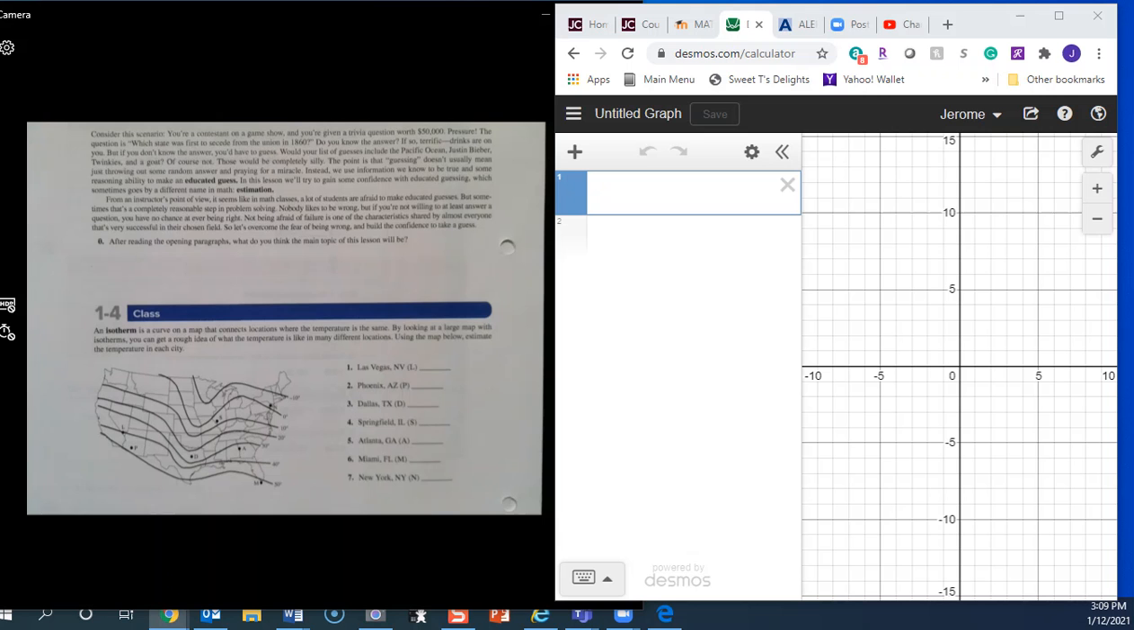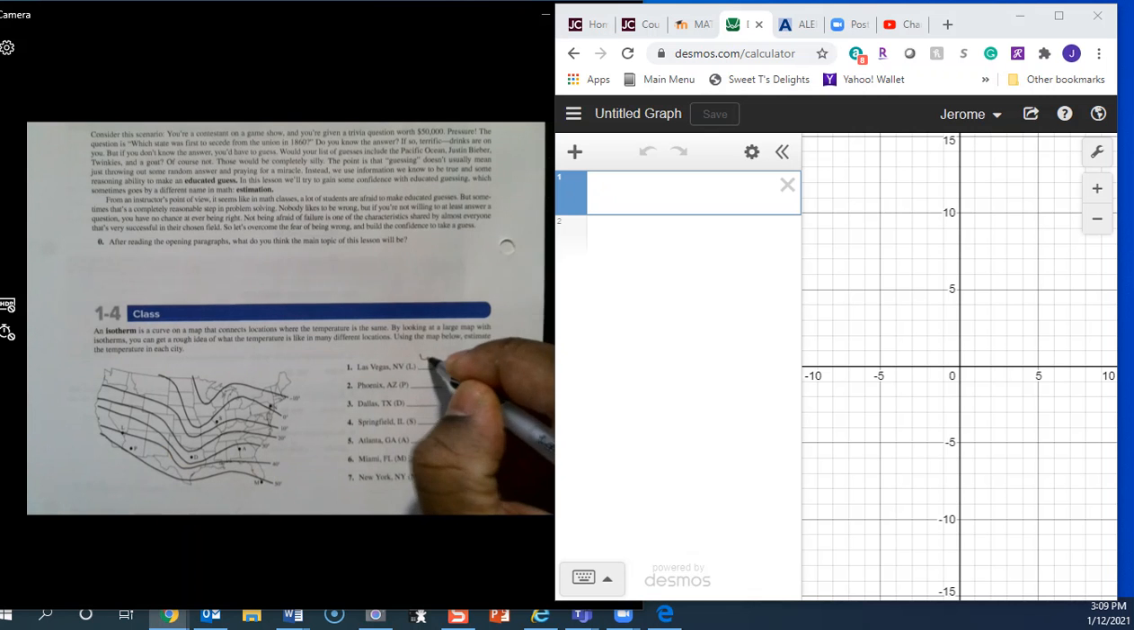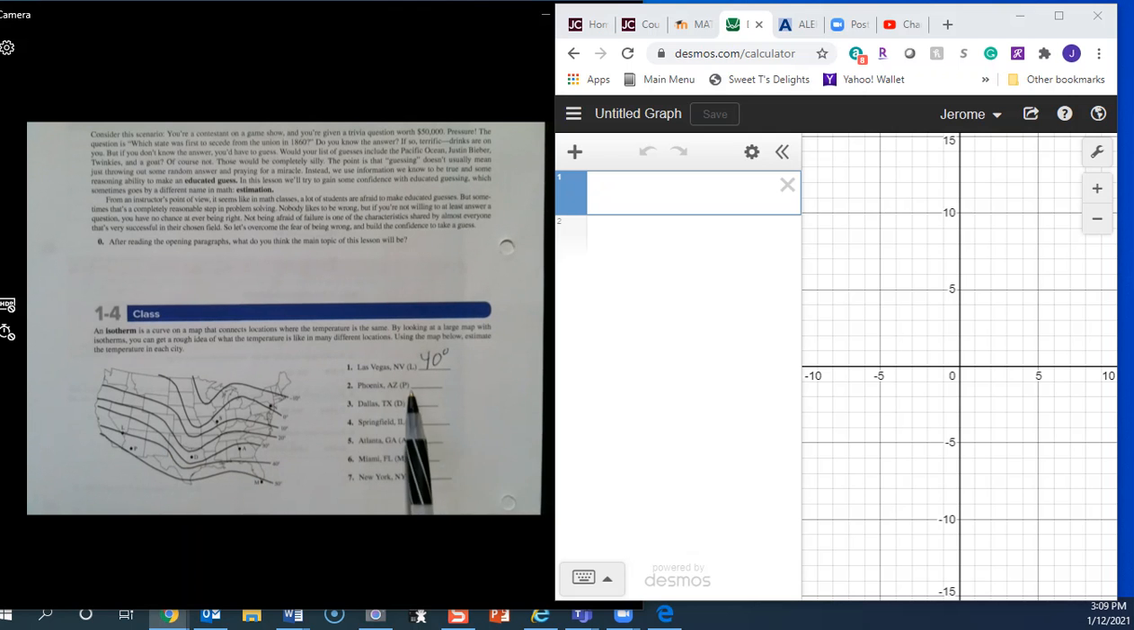Okay, so now when we look at this map here, Las Vegas is the capital L. So we look here at the capital L, it's exactly on this line here. So that means that it's actually 40 degrees. Phoenix, Arizona is the capital P. If you notice here, the capital P is in between 40 and 50, but it's closer to 50 degrees. So that'll be about 48 degrees.